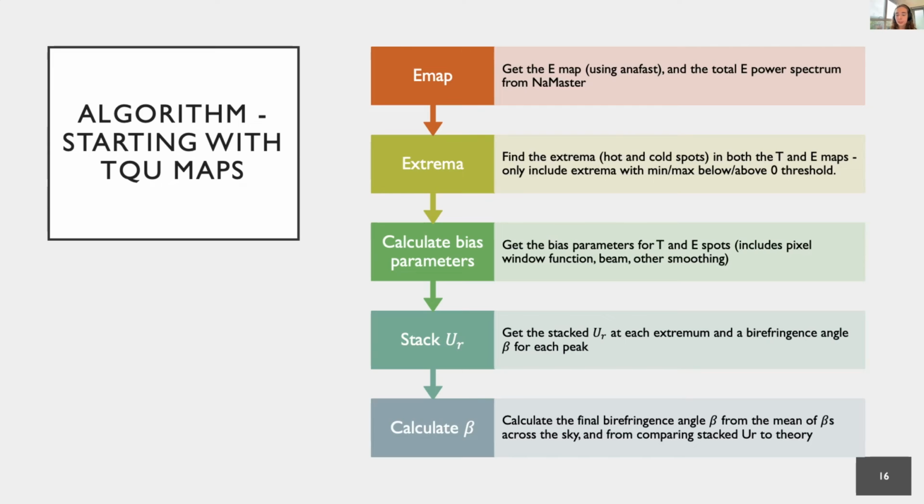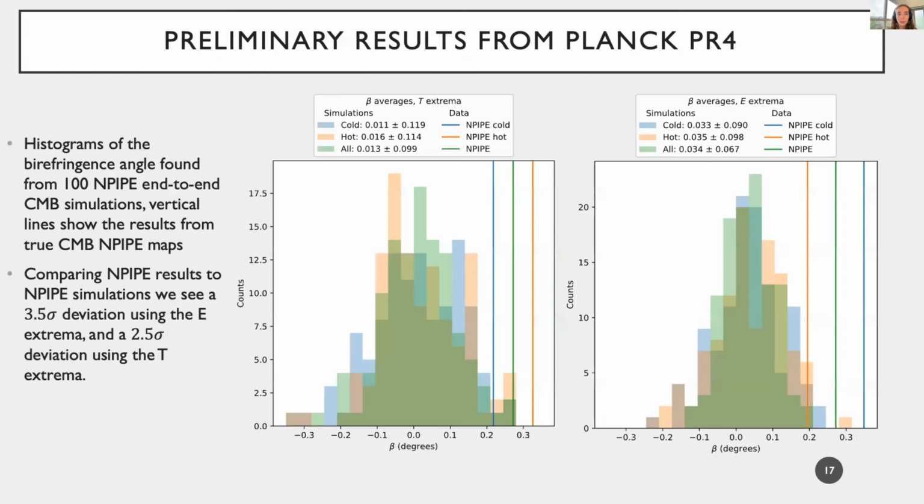So there's actually two ways to do this. So cool. Okay, so what did I get? I'm trying to do this analysis on the Planck results for NPIPE CMB maps.